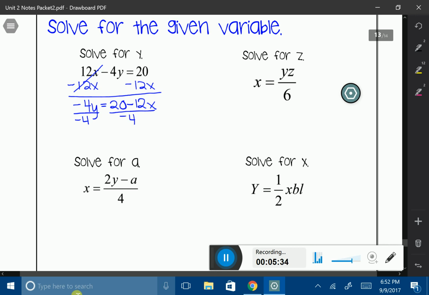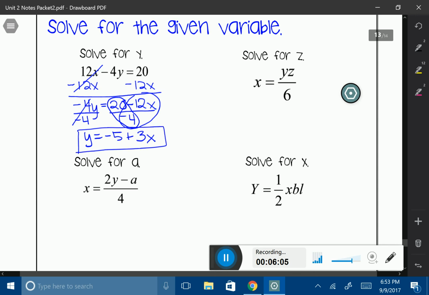And when I do that, I'm going to get y equals, and if you remember from Unit 1, we talked about simplifying this type of problem. Just as a refresher, I can circle, this is one problem, 20 divided by negative 4, that's going to be negative 5. And then I can take my negative 12 divided by my negative 4, and that's going to be positive 3x. And I solve for y. I'm all done.